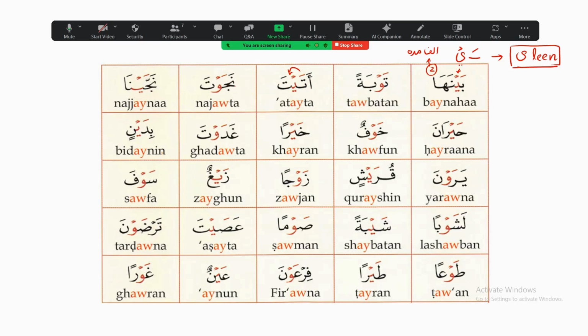Najuta, na one count, ju for two counts, ta for one count. Najuta, waw lean happening here, waw sakin, and previous to it on jim there is a fatha. So lean is ya sakin or waw sakin, both have a fatha before these. So this is like ya lean and waw lean.